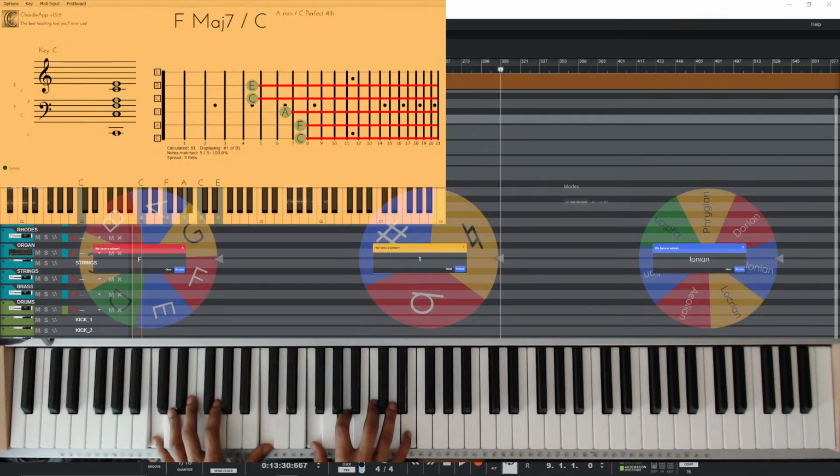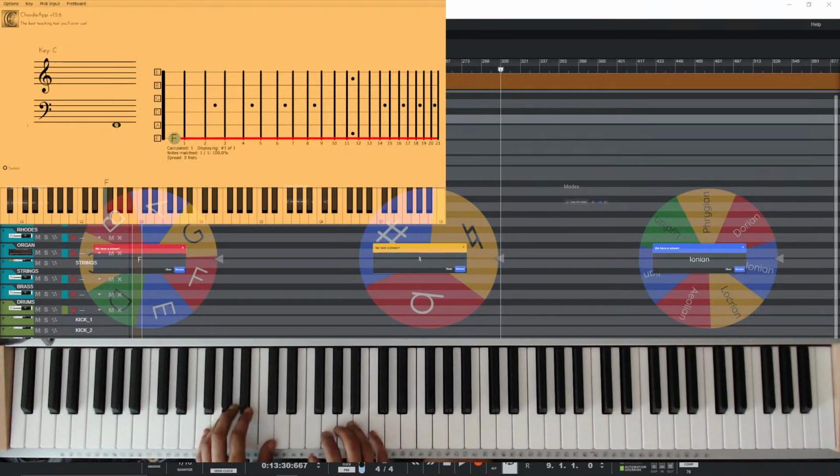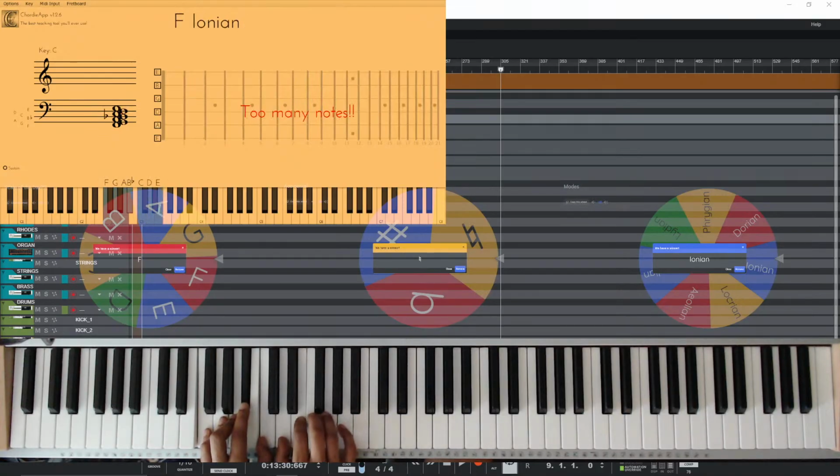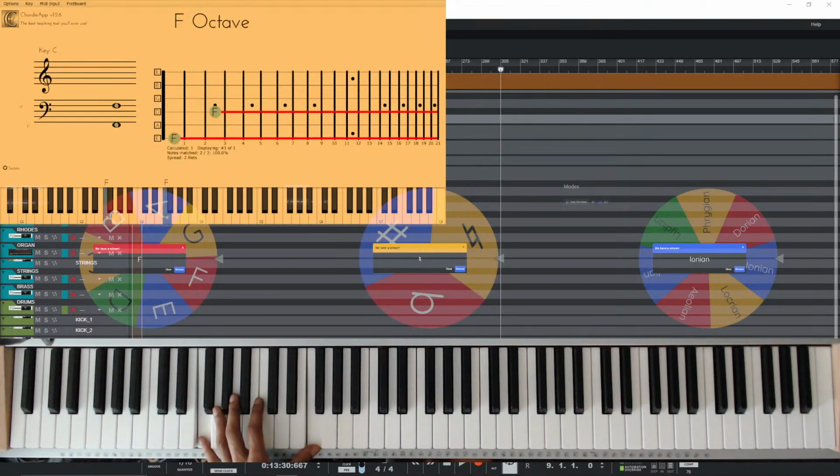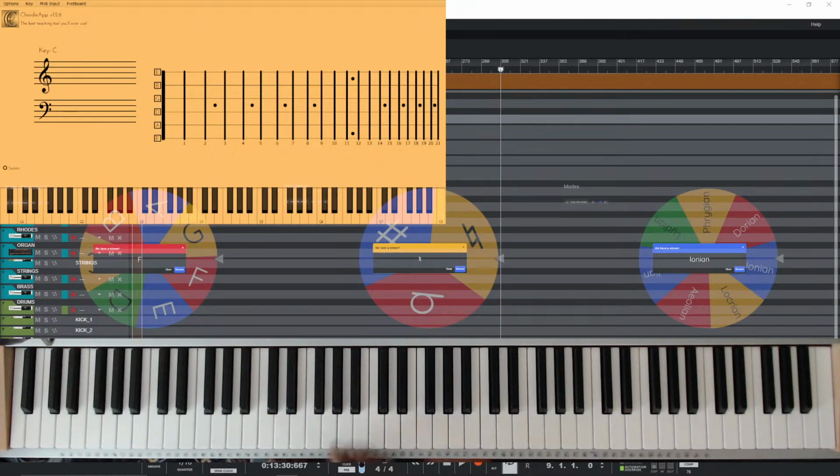So, we are in F major, right? Let's play the F in our bass. We don't have to play the octave, we can just play one. But where I want to go with you is I want to talk a little bit on drop 2 and drop 3 voicings. What does that all mean and why?